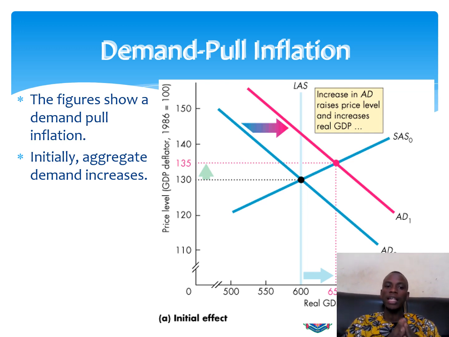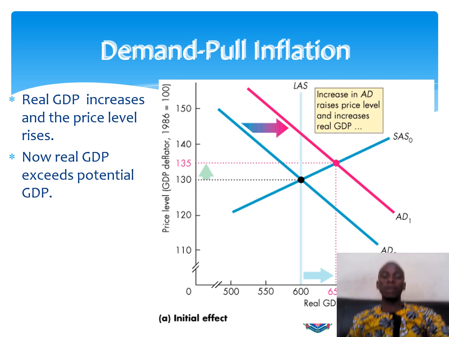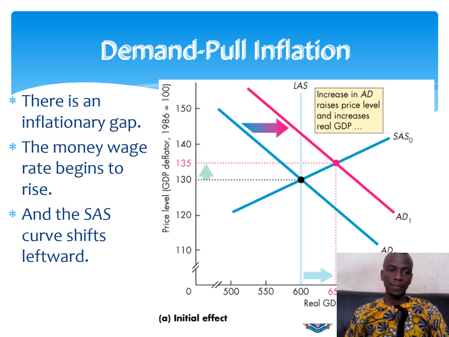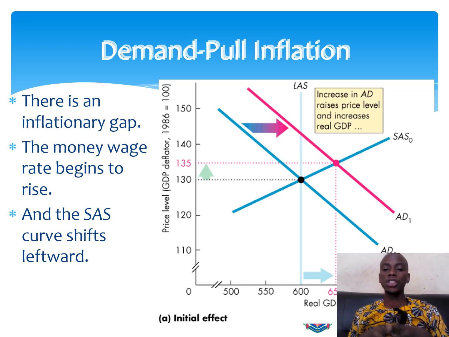So the figure shows that when there is an increase in aggregate demand from AD naught to AD one, our real GDP increases, and then prices also increase. I was telling you about real GDP exceeding the potential GDP. The potential GDP is the highest an economy can sustain. So when real GDP exceeds the potential GDP, there comes an inflationary gap. The money wage rate begins to rise and the short run aggregate supply curve shifts leftwards.